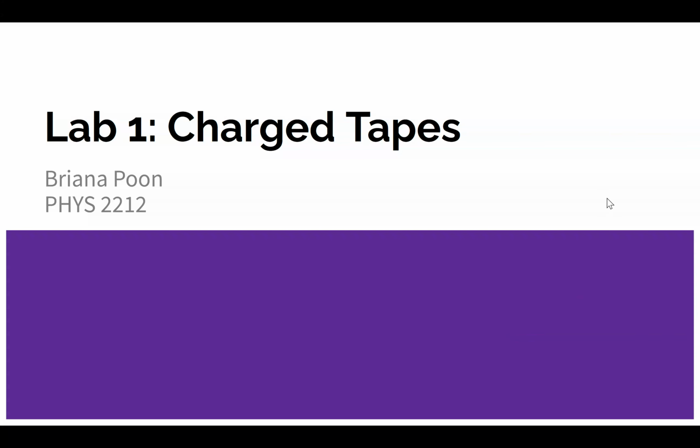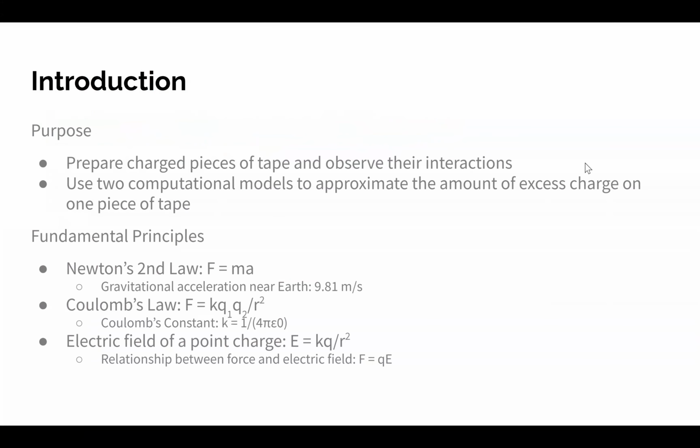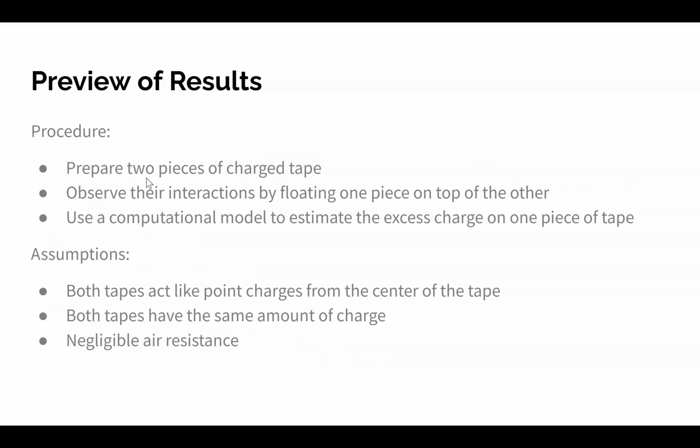Hi, my name is Brianna Poon, and this is my lab report for Lab 1 in Physics 2212. So the purpose of this lab is to prepare two charged pieces of tape and observe their interactions, and also create computational models to approximate the amount of excess charge on one piece of tape.